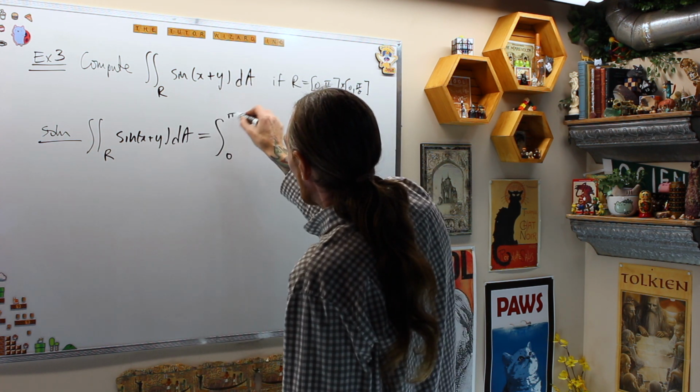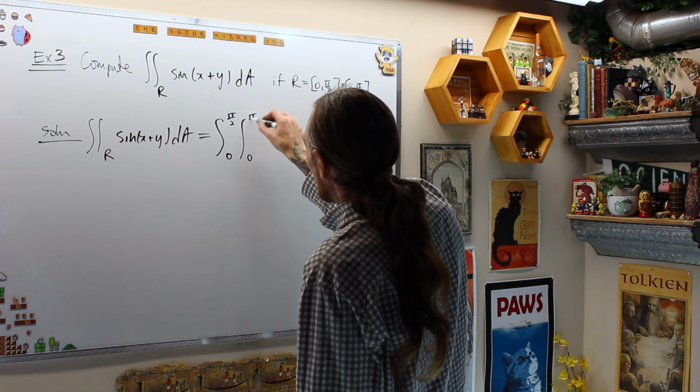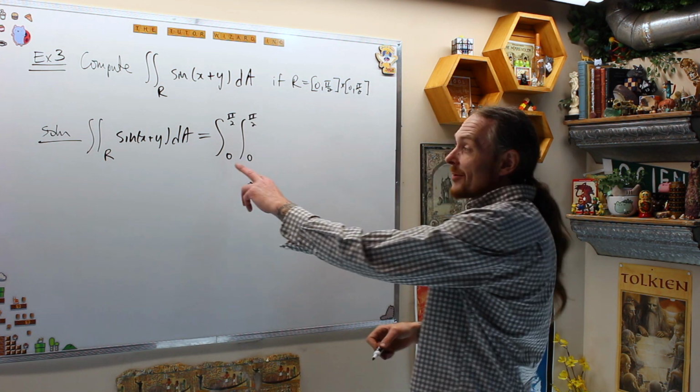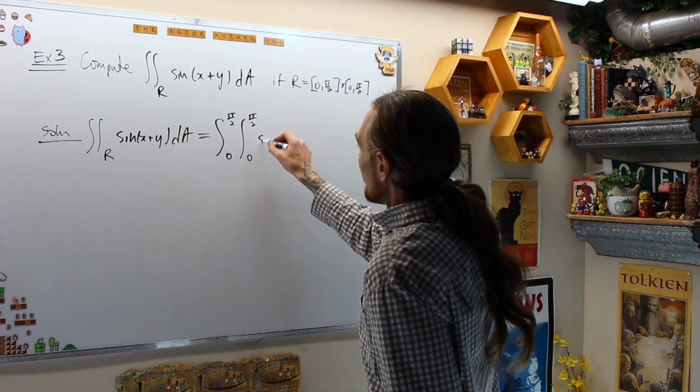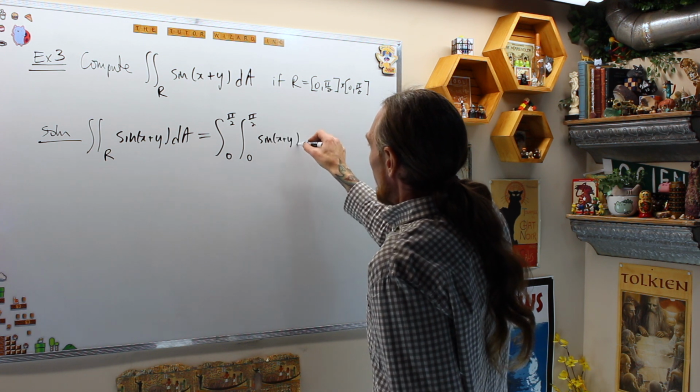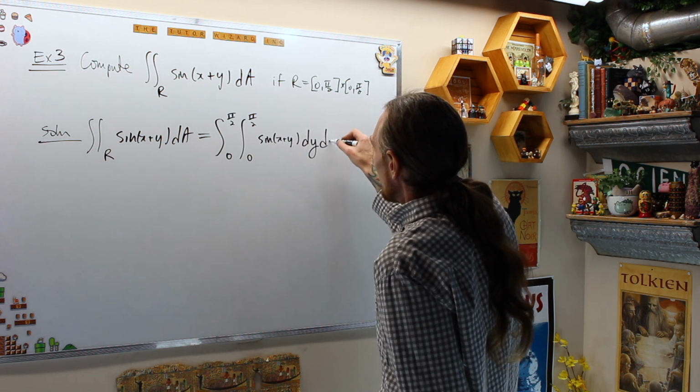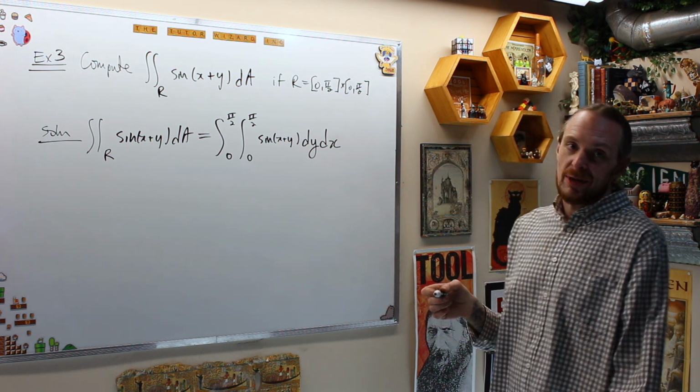the integral from 0 to pi over 2, the integral from 0 to pi over 2. Actually, with the limits you can't tell, I'll switch them. You want to see it again? Of sine x plus y of dy, then dx. There, I switched it back to dy dx again.